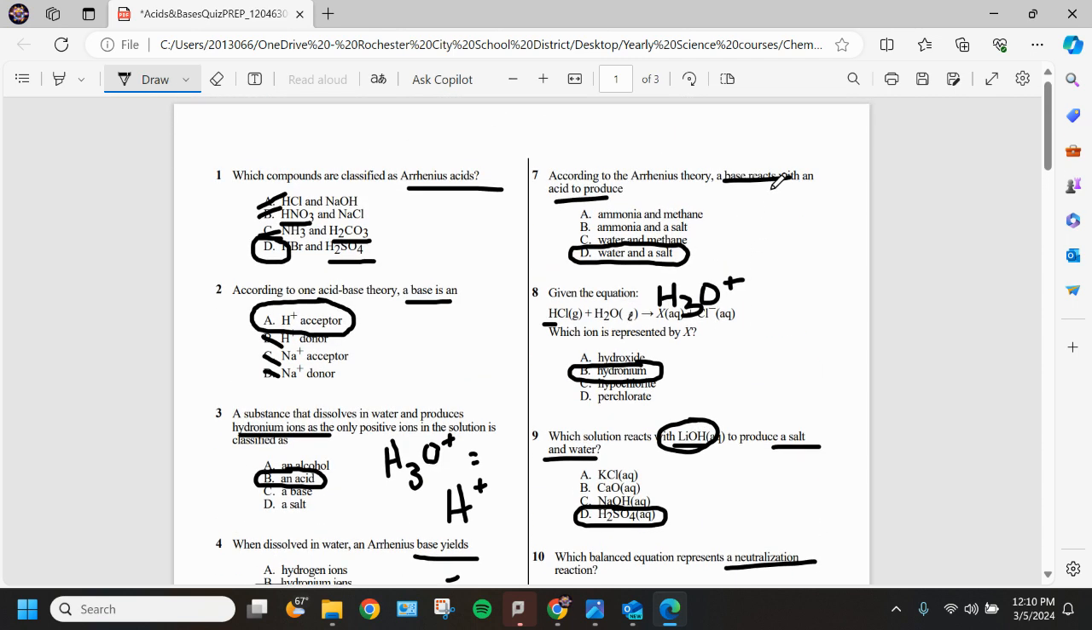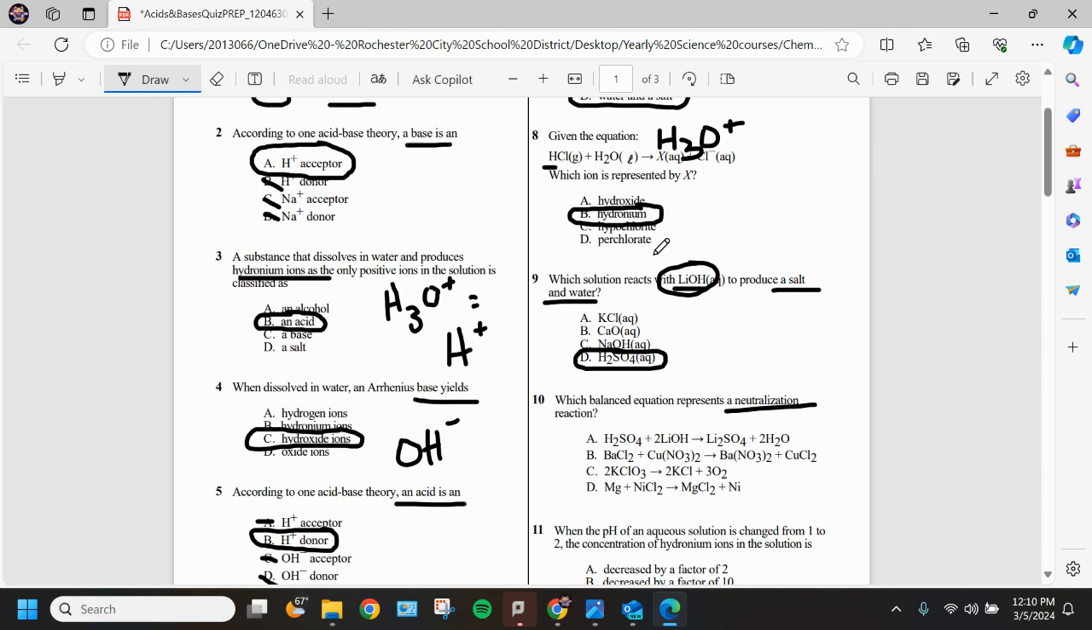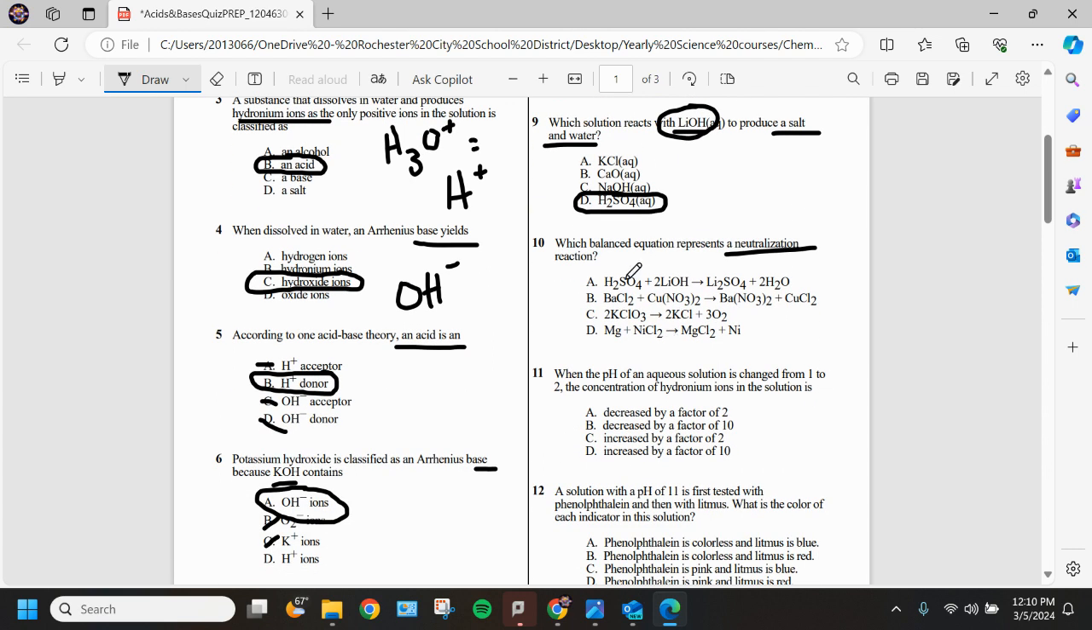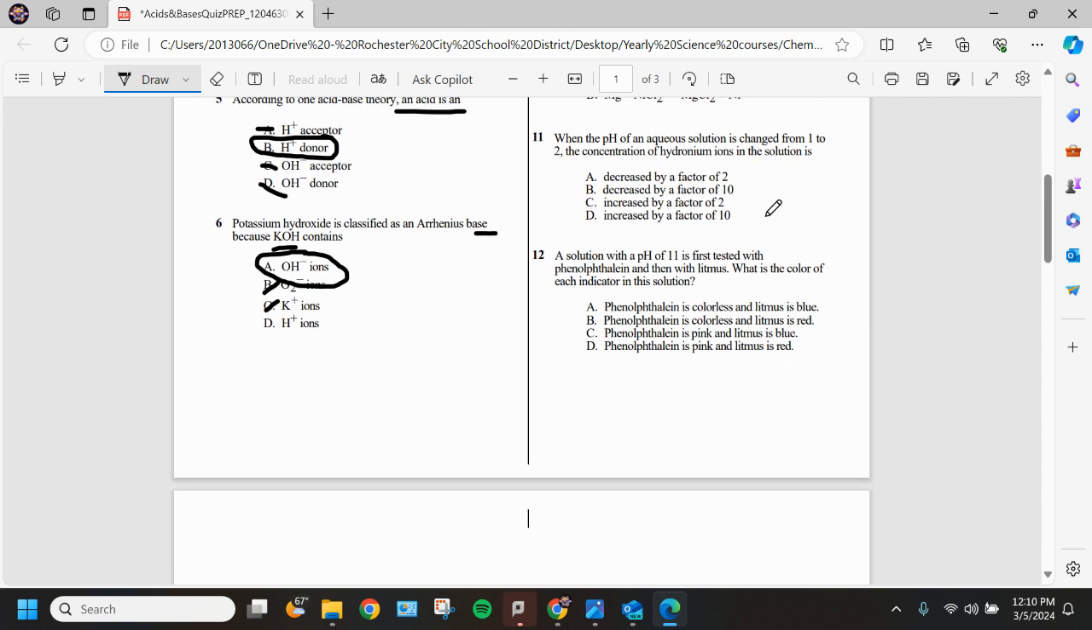Which balanced equation represents a neutralization reaction? This is the neutralization reaction right here. Acid plus base produces salt and water. Oh, look, here's an acid, here's a base, here's salt, here's water. Whoa, it's the first one. Isn't that cool? BaCl2 is not an acid, that's a salt. KClO3 is a salt. Mg is a metal, single replacement, not a double replacement. So we know it's a double replacement reaction too.